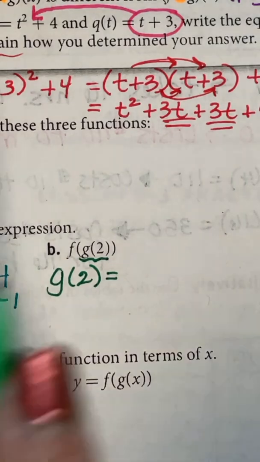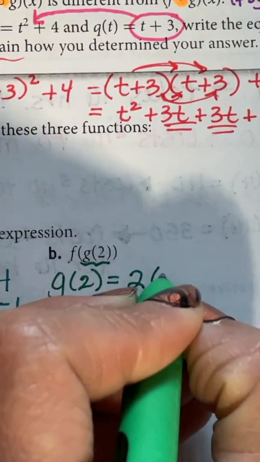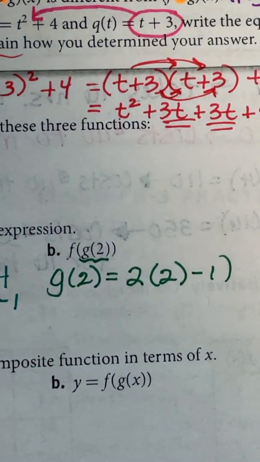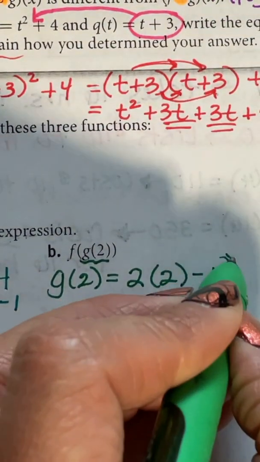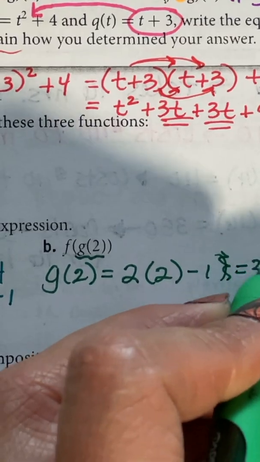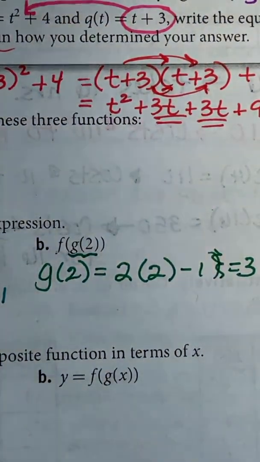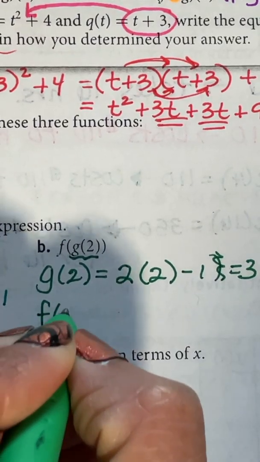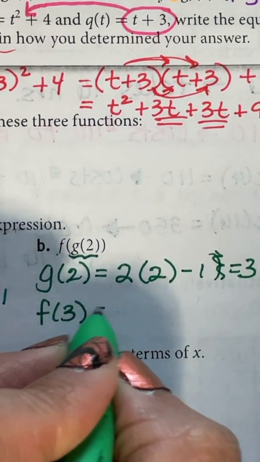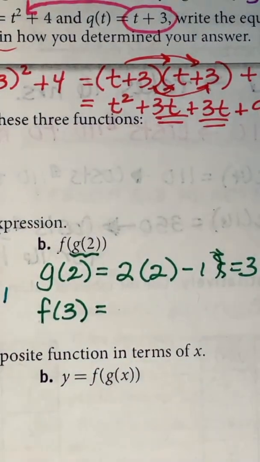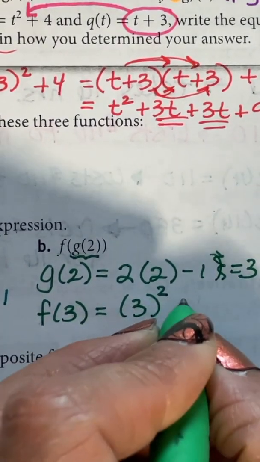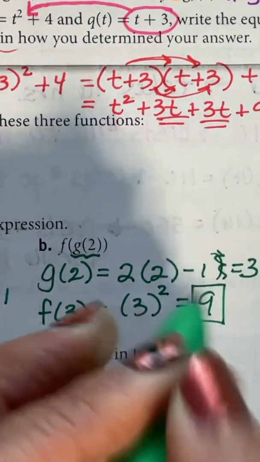g of x is 2x minus 1, so that would be 2 times 2 minus 1. 2 times 2 is 4. 4 minus 1, I don't know why I put parentheses there. 4 minus 1 is 3. Okay, so now I can replace g of 2 with a 3, so this becomes f of 3. And now I just have to find what f of 3 equals. Well, I got to use the function f of x equals x squared and plug in a 3 for x, so that would be 3 squared, and 3 squared is 9.